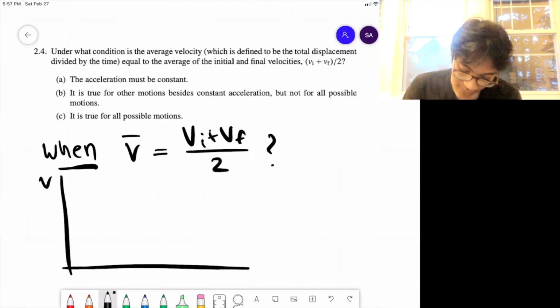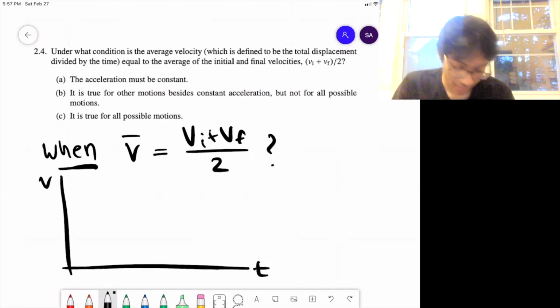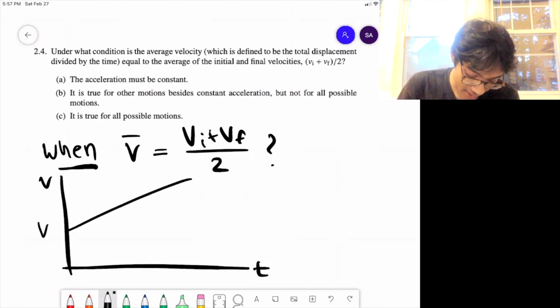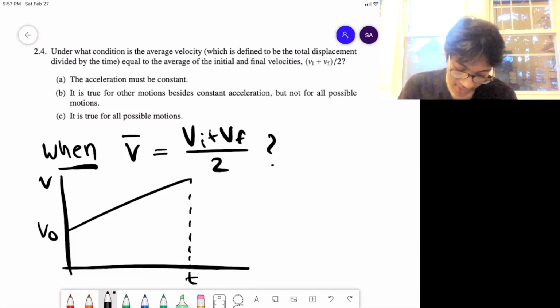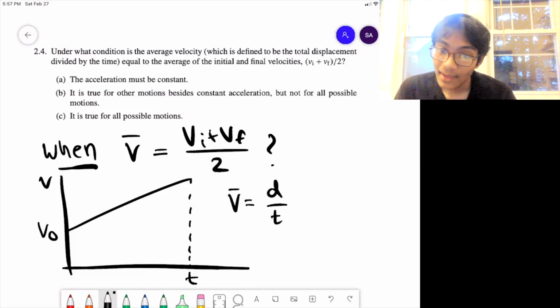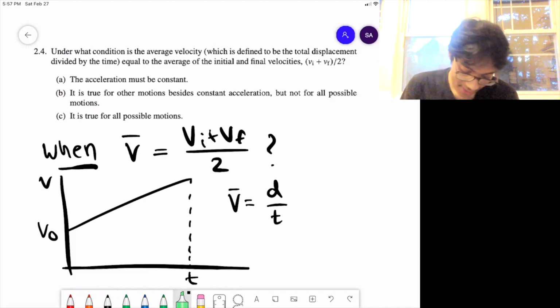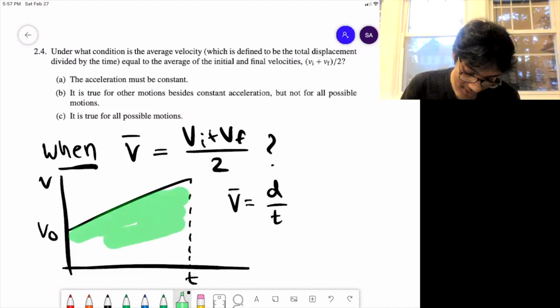This is a VT graph, and let's say you start at some arbitrary velocity v0, and you travel up to some arbitrary time t. Well, what's your velocity? What's your average velocity? Your average velocity is your total distance over time. Well, what's your distance? Your distance is going to be the area under this velocity graph. How do you find that area?